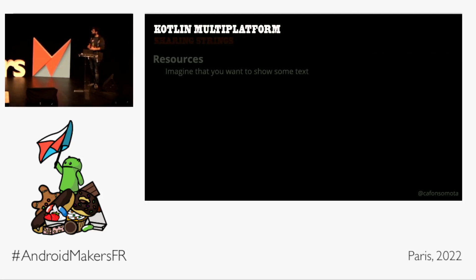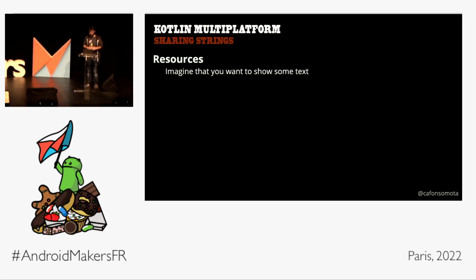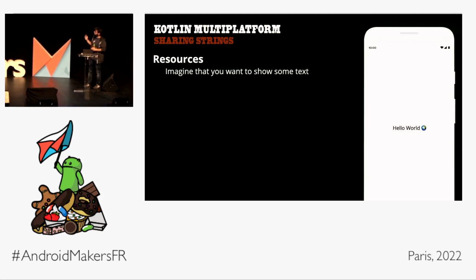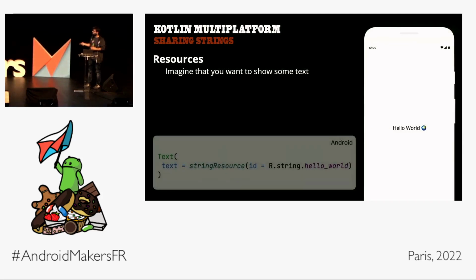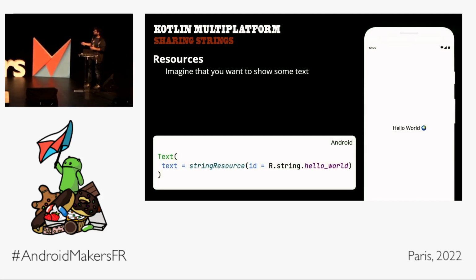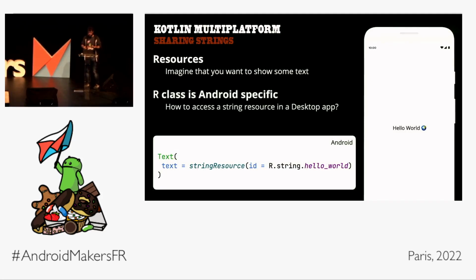Talking about text, you have once again the same problem with strings and the R class. So imagine you've got the hello world here. To do it with Compose, it would be something like this. You're going to say that text is going to access the hello world string. And to do the same thing on desktop, you're going to have, for instance, a hard-coded string. So what we want to do is to stop using the R class and follow the same approach that we followed before, just so we can support strings for Android and desktop.